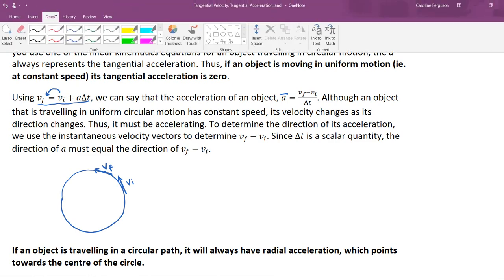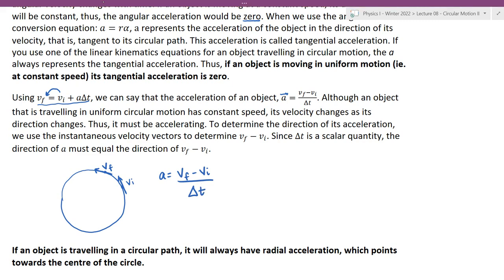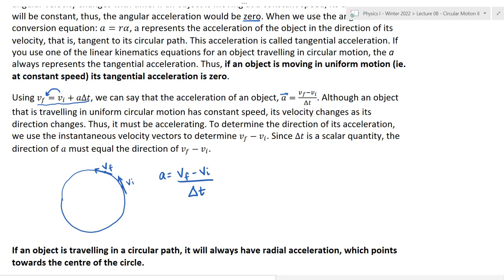Okay, so now if we were to do V final minus V initial, remember we're using this equation: acceleration is equal to V final minus V initial over delta t. So let's figure out what V final minus V initial looks like. Well, V final is the second vector that I drew, and when we subtract V initial, I will draw that in a different color. V initial is pointing one direction. Subtracting V initial from V final means you're just making V initial point in the opposite direction. So this is minus V initial, right? V initial is going in one direction. Negative V initial would just go in the opposite direction.